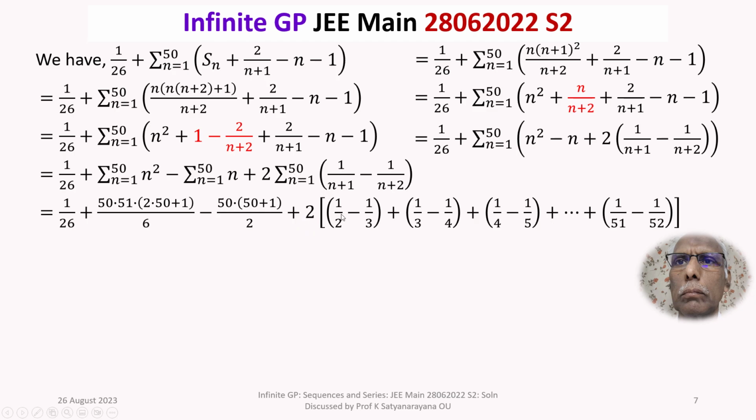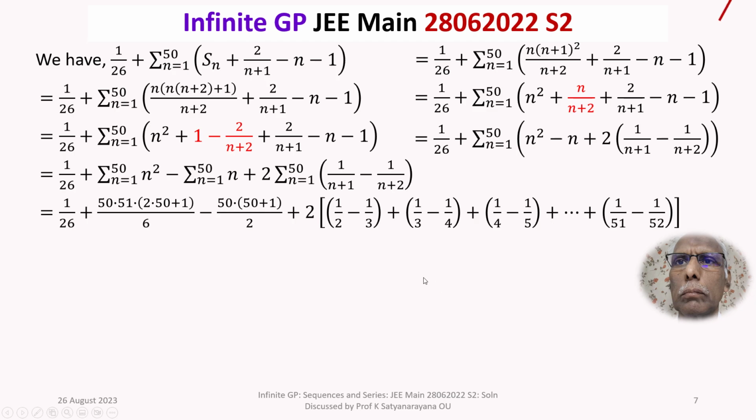For n equal to 1, it is 1 by 2 minus 1 by 3. For n equal to 2, it is, in brackets, 1 by 3 minus 1 by 4. For n equal to 3, 1 by 4 minus 1 by 5. And for n equal to 50, 1 by 51 minus 1 by 52.